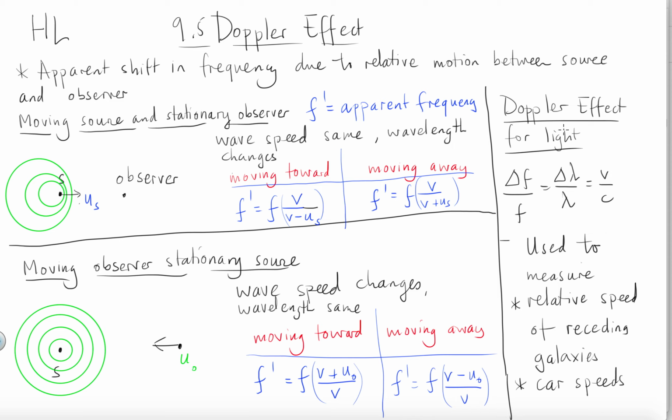However, light also observes the Doppler effect because it can also be seen as a wave. The formula becomes that the change in the frequency, that's the difference between the apparent and the frequency when stationary, delta f over f, is equal to delta lambda over lambda, which is equal to v, the velocity of the object, divided by the speed c, which is the speed of light in a vacuum. And we use this method to measure the relative speed of receding galaxies in the universe, but also speeds of cars.